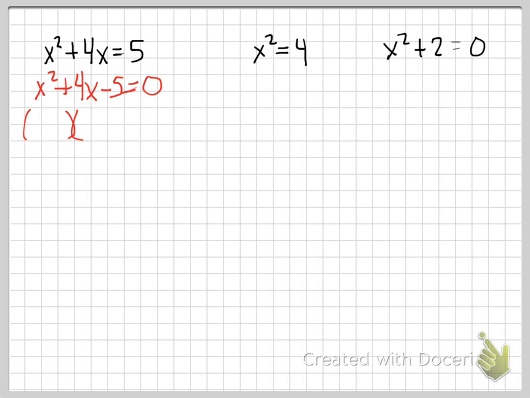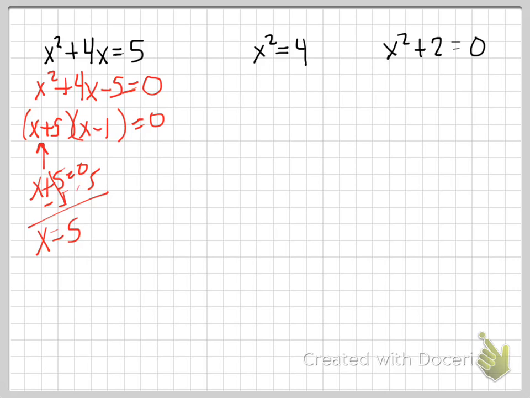So I'm looking for something that multiplies to negative 5 and adds to 4. So what multiplies to negative 5 is positive 5 and negative 1. That way it adds to positive 4, and it multiplies to negative 5. You want to make sure you have those signs in the right spot. So if I solve this one, I get x equals 5. If I solve this one, I get x equals positive 1. And so my solution, there's 2 solutions.